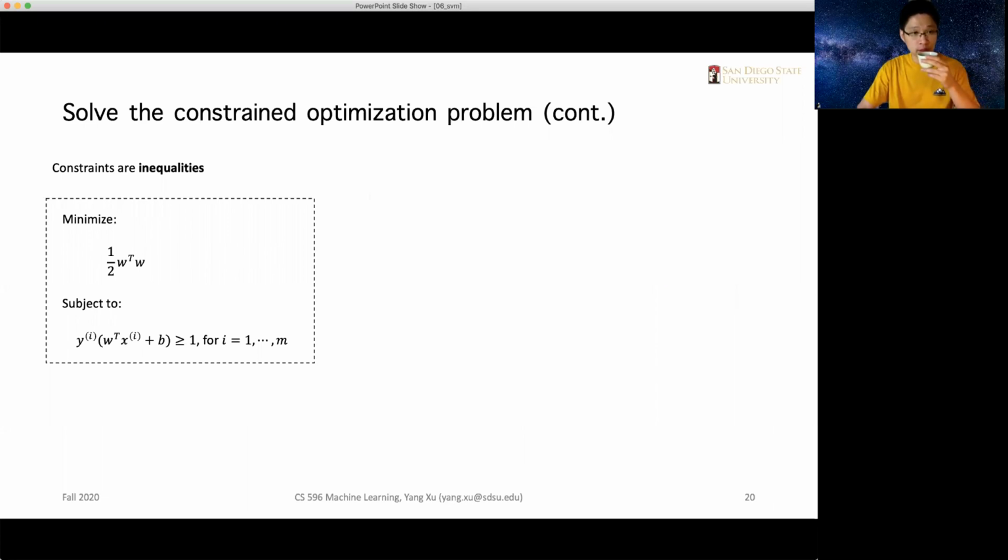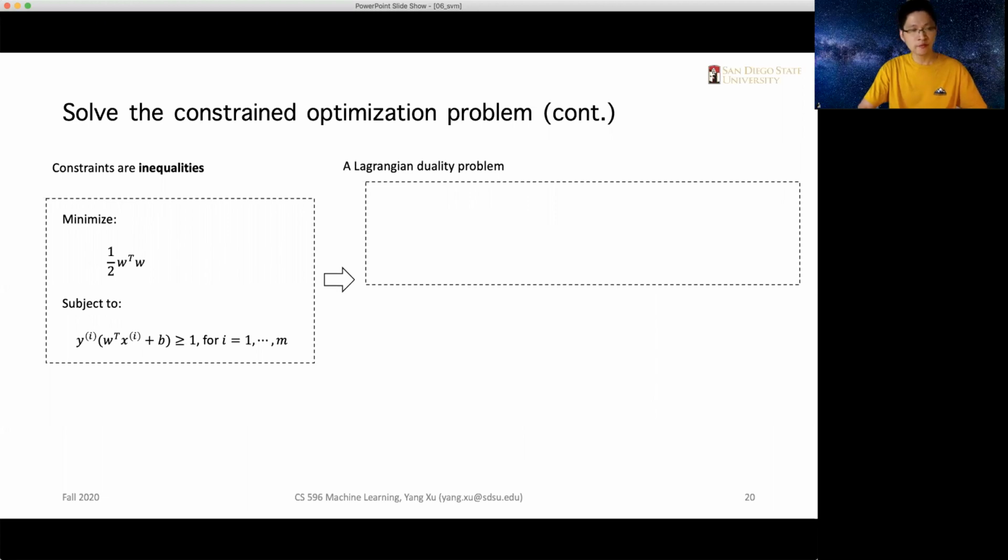Given our task here, we convert it into a Lagrangian duality problem, following the preparation knowledge at the beginning of the slides. We need to construct the following Lagrangian.